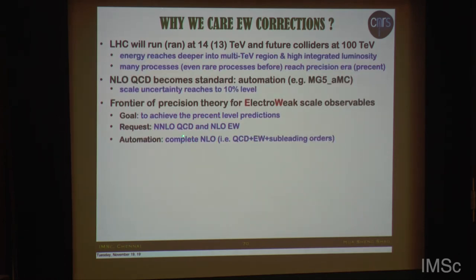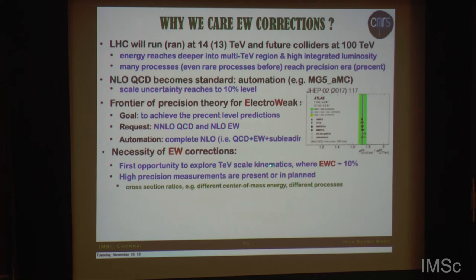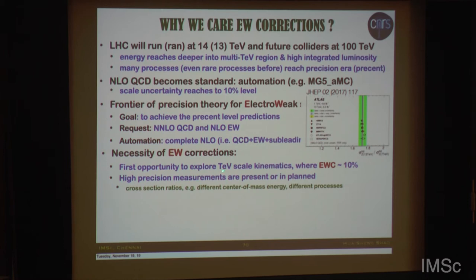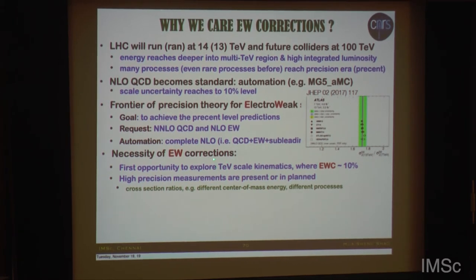So automation for next-to-leading QCD, of course, is very hard at the moment, but it's very possible, and it has actually been realized, that you can have complete NLO that includes both QCD and electroweak subleading orders. I will explain it a bit later. So there are a few physics cases. I just want to give you the idea of why we really need electroweak corrections. The first is if you exploit the TeV scale kinematics, especially in regions where you may see some new physics deviations, then these electroweak corrections would be at the 10% level because of Sudakov effect enhancement. I will explain that a bit later.